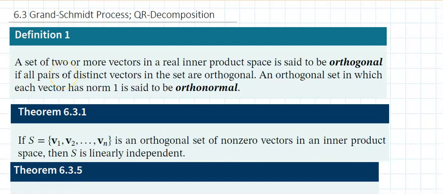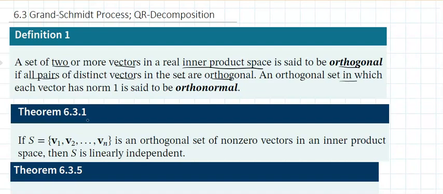6.3 talks about the Schmidt process and the QR decomposition. We start off with the definition. A set of two or more vectors in a real inner product space is said to be orthogonal if all the pairs of distinct vectors in the set are orthogonal. So all of them, not one, all pairs of distinct vectors have to be orthogonal.